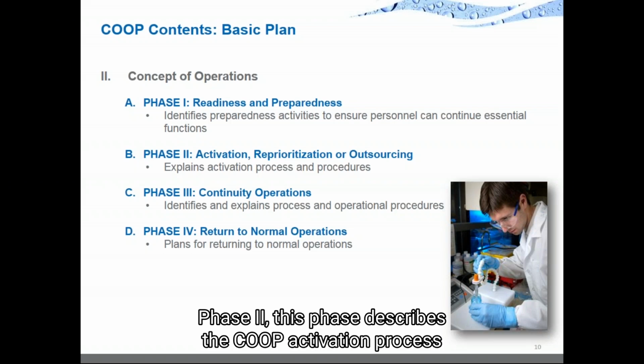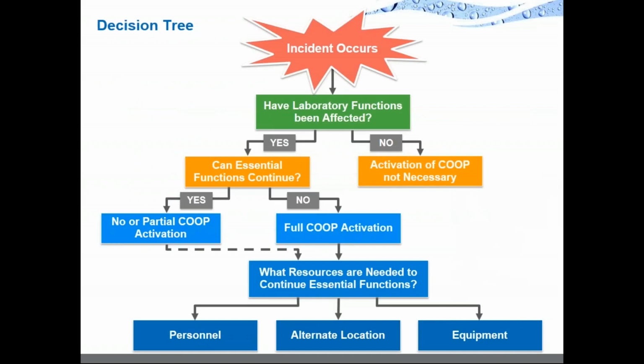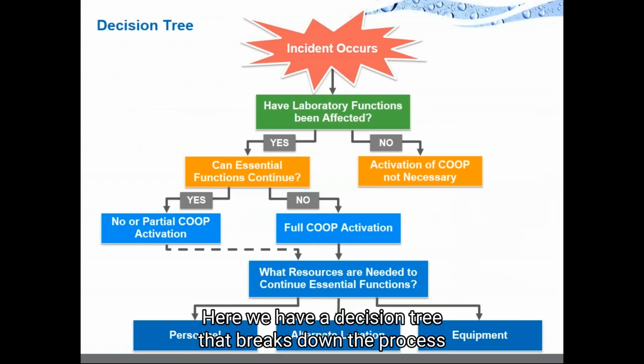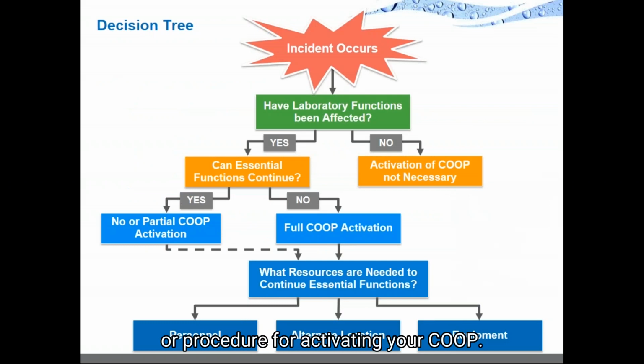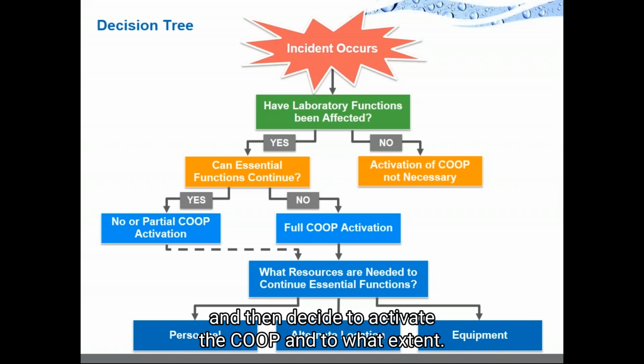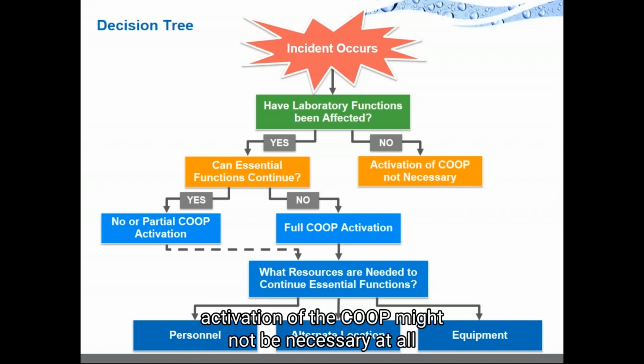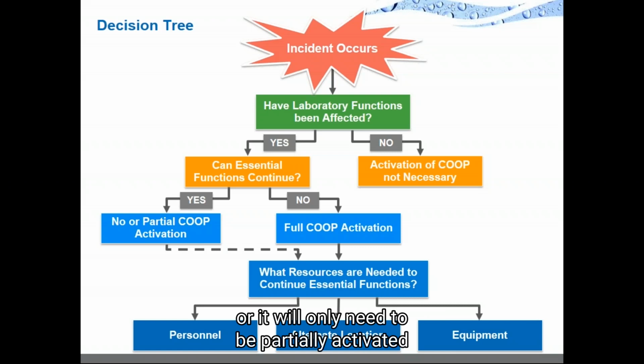Phase 2. This phase describes the COOP activation process and procedures that are put in place to keep a lab's essential functions going. And it may be best described visually. We've got an illustration here. Here we have a decision tree that breaks down the process or procedure for activating your COOP. The laboratory director or manager will evaluate the incident impact on lab functions and its ability to continue to run essential functions, and then decide to activate the COOP and to what extent. Depending on the situation, activation of the COOP might not be necessary at all, or it will only need to be partially activated to address certain issues.